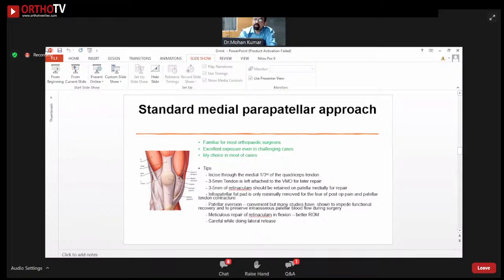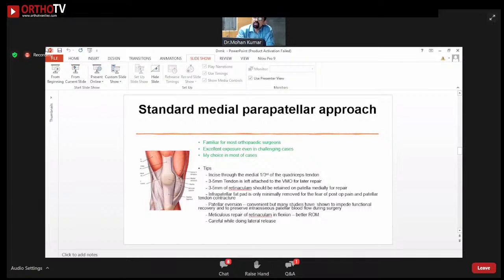And also you have to keep a medial sleeve of retinaculum on the medial side of the patella. And below, also you have to keep a soft tissue sleeve for that, so that the suturing back is made easy. Regarding patellar eversion, many surgeons advocate only a patellar subluxation laterally, and the eversion may sometimes lead to more postoperative pain and sometimes fibrosis of the ligamentum patellae.